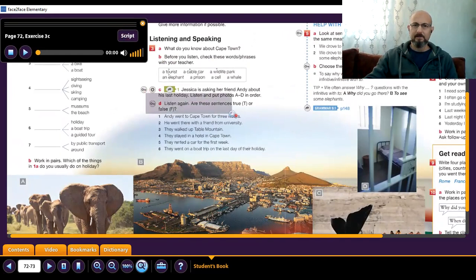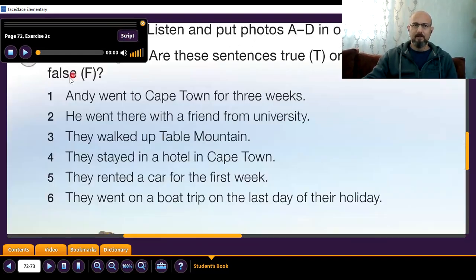Now, what we will do, we will listen again. And in this exercise this time, we have some sentences here. How many sentences? 6, yes. So you will read the sentences and write true or false. Take a minute, read the sentences. After that, we will listen together.